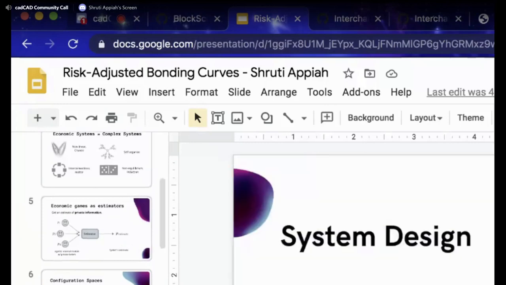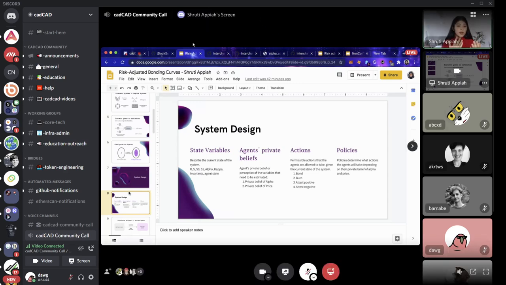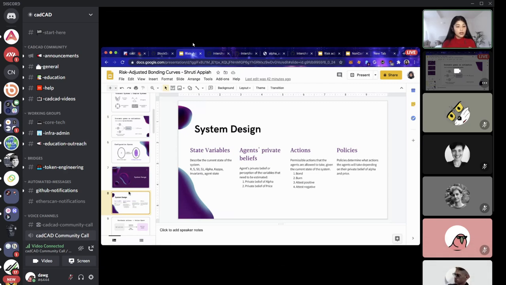So how did we set up and characterize the system? So first we have the state variables of the system. So the state variables include things such as reserve, supply, alpha, kappa, invariance, as well as the agent state. We'll come back to this a little bit further when we're going through the model.